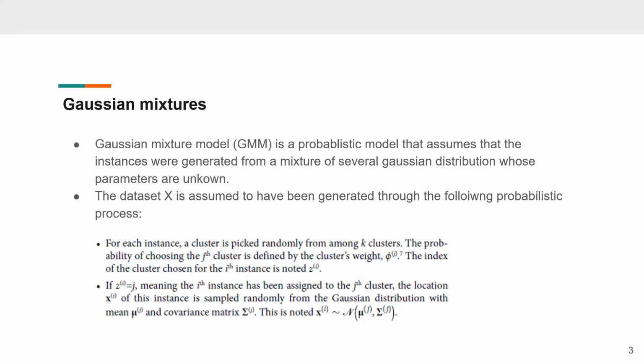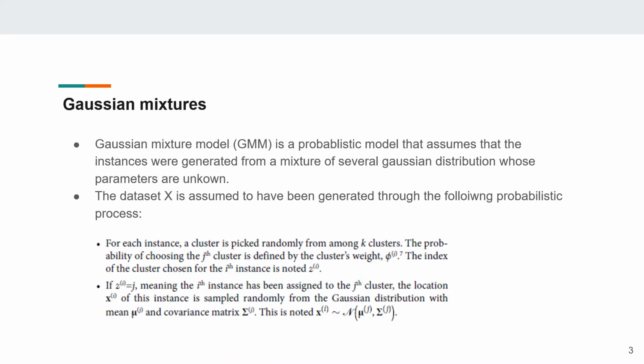The Gaussian mixture model, also known as GMM, is a probabilistic model that assumes that the instances were generated from a mixture of several Gaussian distributions whose parameters are unknown, hence the name of the methodology, GMM. So every single instance is generated from some distribution, and these distributions happen to be Gaussian, and then you just don't know their parameters. Okay, so the dataset X is assumed to have been generated through the following probabilistic process.